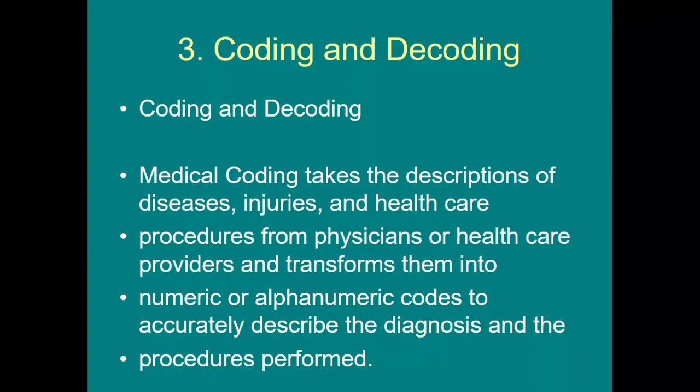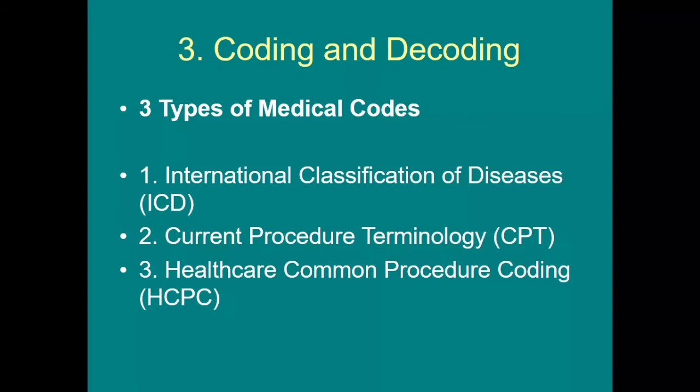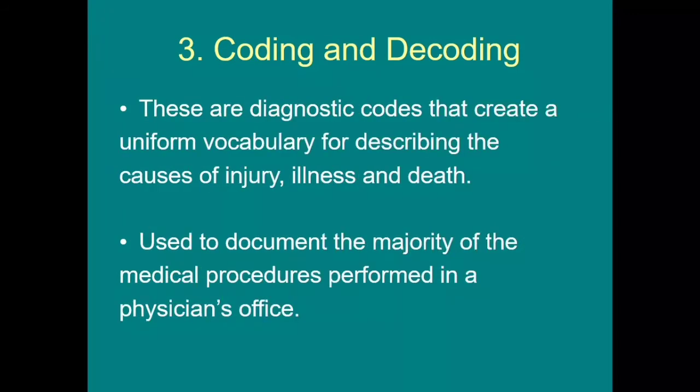Coding and decoding. Medical coding takes the descriptions of diseases, injuries, and healthcare procedures from physicians or healthcare providers and transforms them into numeric or alphanumeric codes to accurately describe the diagnosis and the procedures performed. Three types of medical codes. Number 1, International Classification of Diseases or ICD. These are diagnostic codes that create a uniform vocabulary for describing the causes of injury, illness, and death.